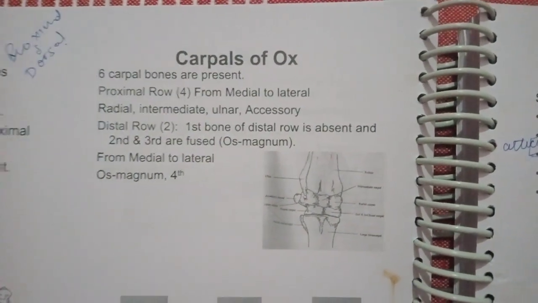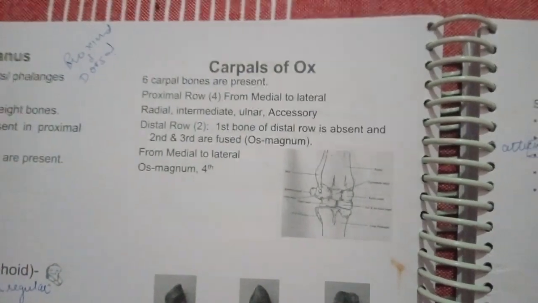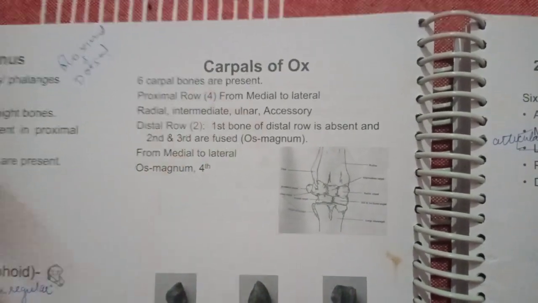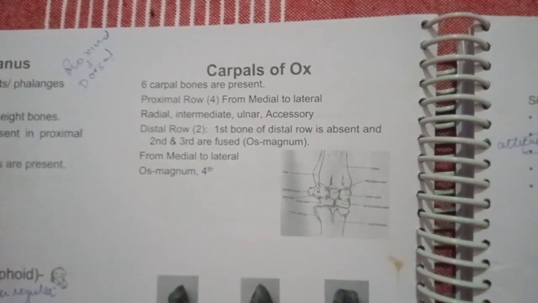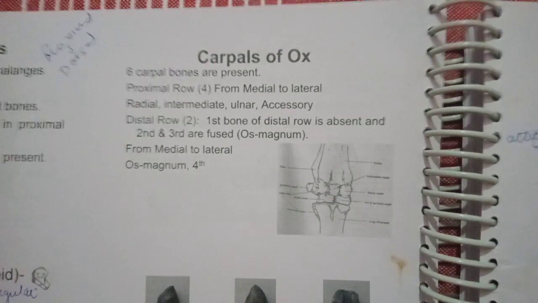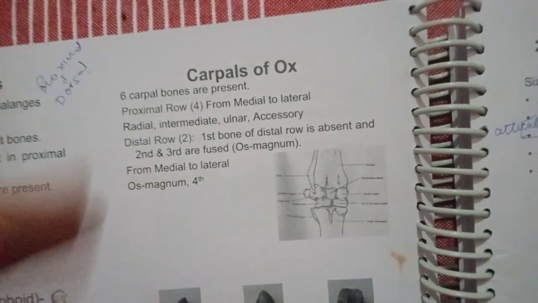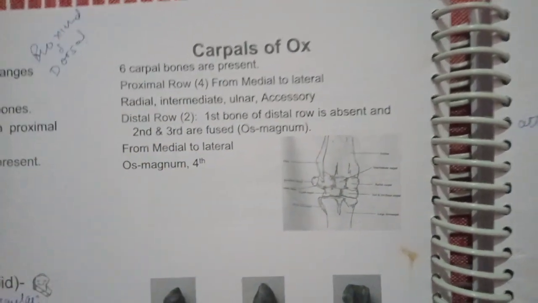Carpals of ox. We have 6 carpals of ox, 4 are in the proximal row and 2 are in the distal row. From the proximal row, there are 4, that is from medial to lateral side: first is radial, then intermediate, then ulnar, then accessory. And in the distal row, the first one is absent, the second and third are fused, and the fourth one is present. The second and third fused one is known as os magnum.